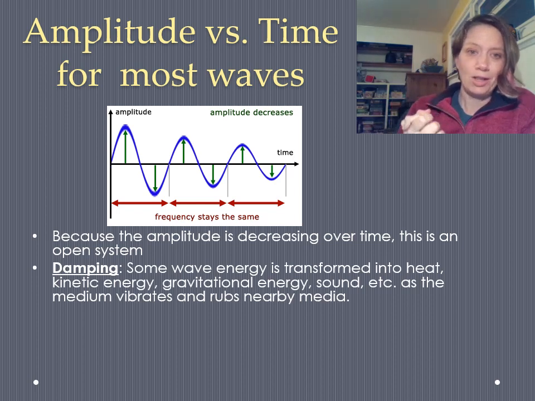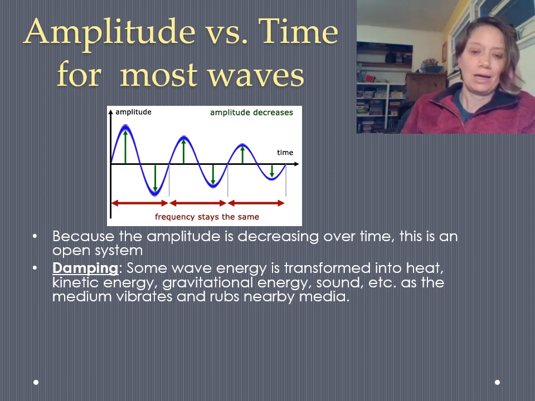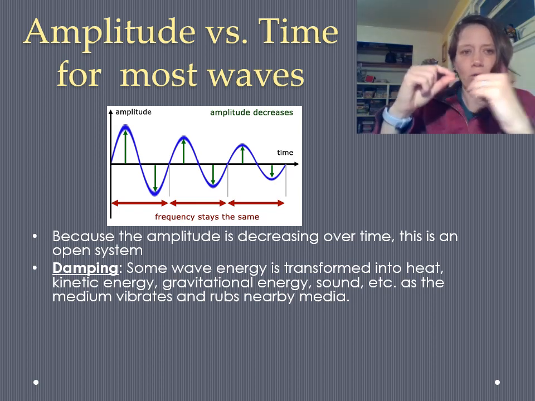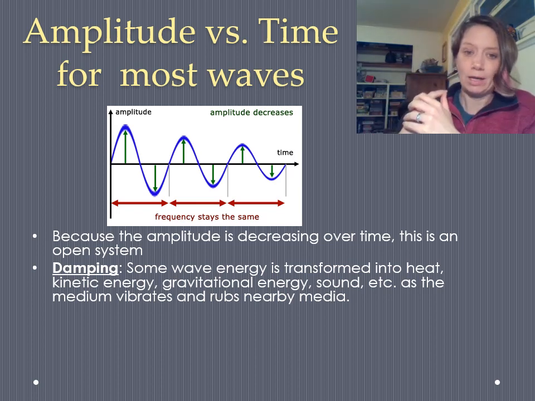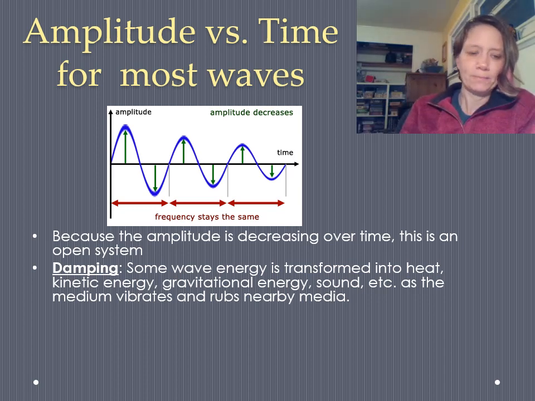Well, just like a lot of other energies that we've talked about before, that wave energy gets sucked out by these natural processes. For waves, we call this damping. In damping, some wave energy is being transformed into heat or wind, kinetic energy, gravitational energy that pushes things up and down. It can be transformed into sound as that medium is vibrating and rubbing against all the things that are nearby. So that process is called damping, and that's why things get quieter as they move further away, or waves get smaller as they get further away from the source.